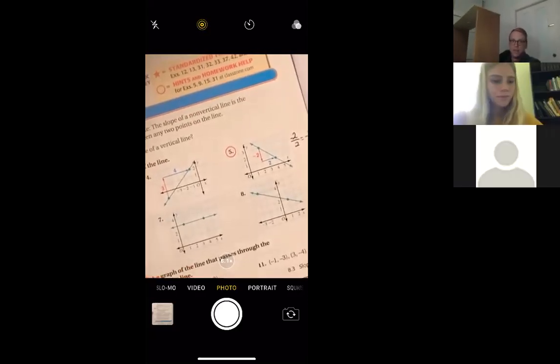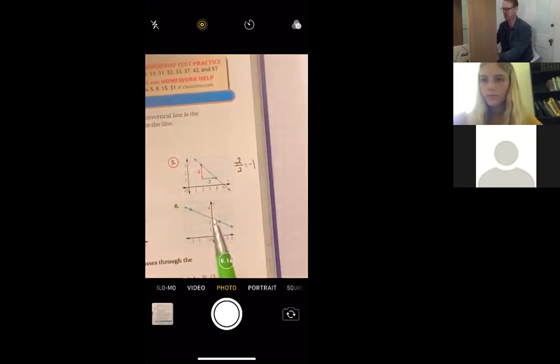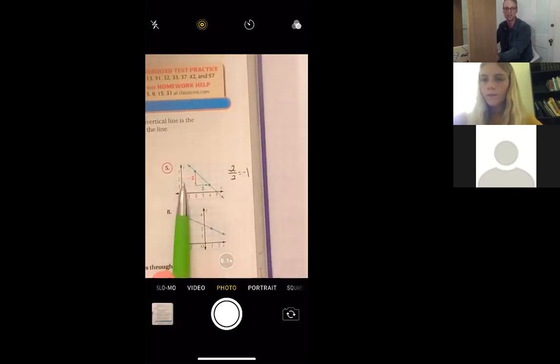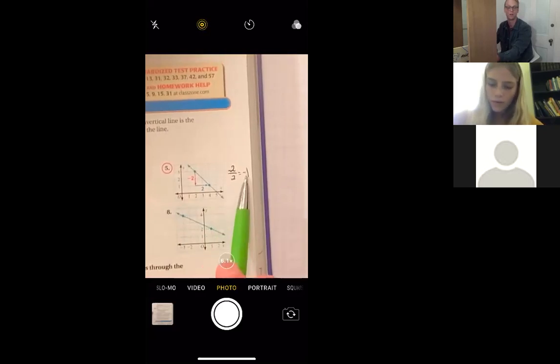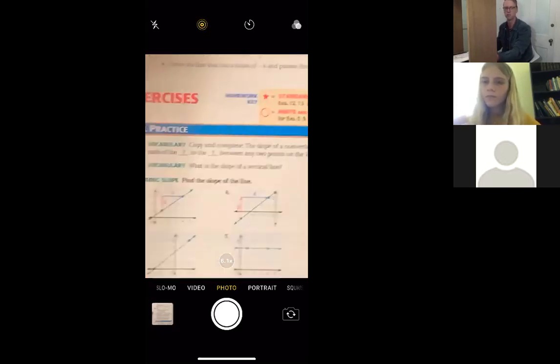2 over 2. Yeah, okay, good. Sorry. What is the slope for number 5, Lacey? Negative 2 over 2. Yeah, okay. And I can simplify negative 2 over 2 as negative 1. So my slope is negative 1. Both are fine. You can also say negative 2 over 2, but negative 1 is also my slope. Cool. Number 6 is next.